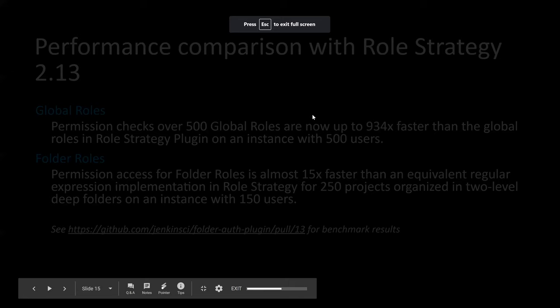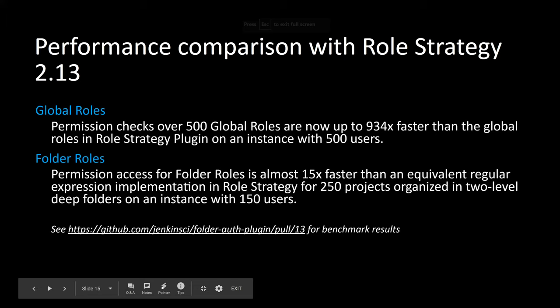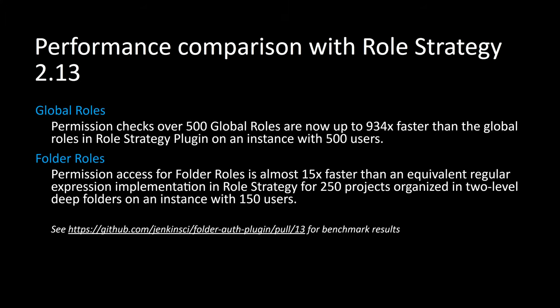So let's just compare the performance of the folder authorization plugin with that of role strategy 2.13, which contains all of the performance improvements that I earlier mentioned. The permission checks for global roles are up to 934 times faster than the global roles in the role strategy plugin. This was for an instance with 500 global roles and 500 users.